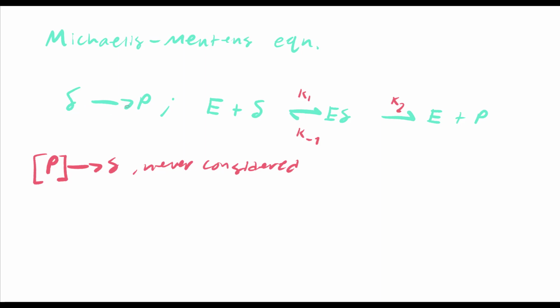Product, okay? And like I said, the ES complex is essentially a steady state environment. So it's not going to be unstable. What that means is that the concentration of the ES complex is constant because it's being produced and broken down at the same time. So it's going to be very stable and it's going to form from the enzyme and the substrate. There are equal amounts of ES being formed and being broken down.